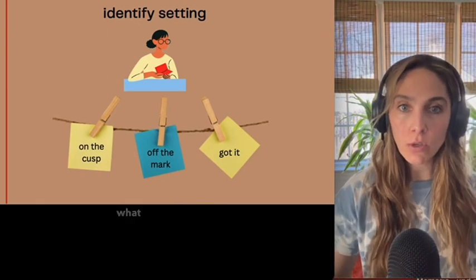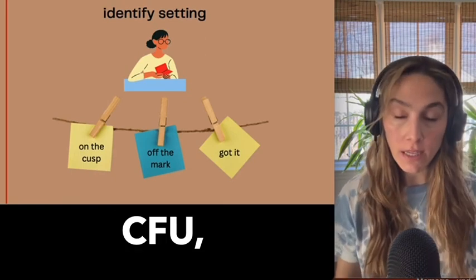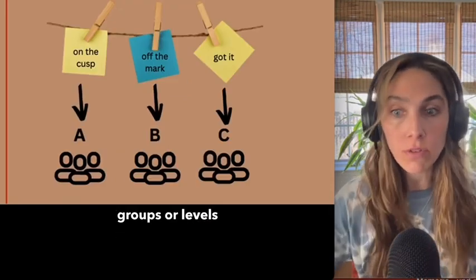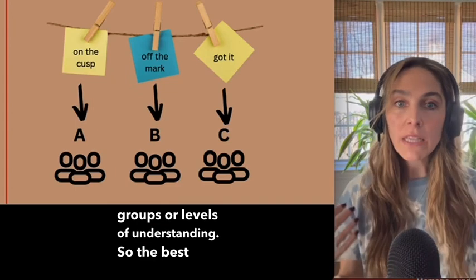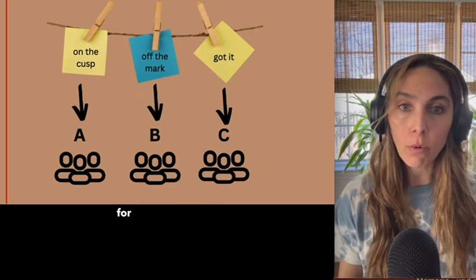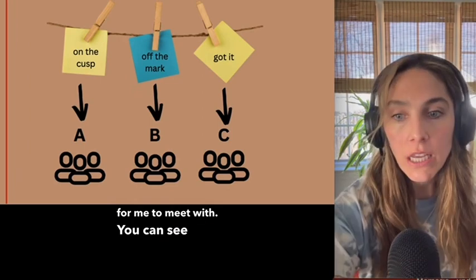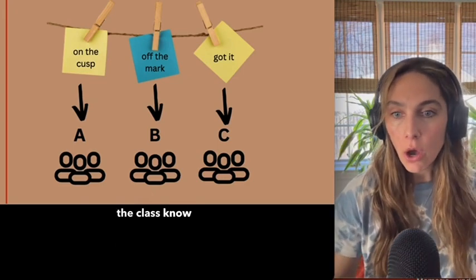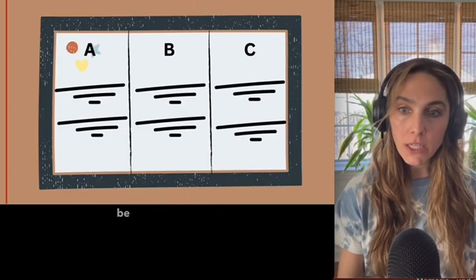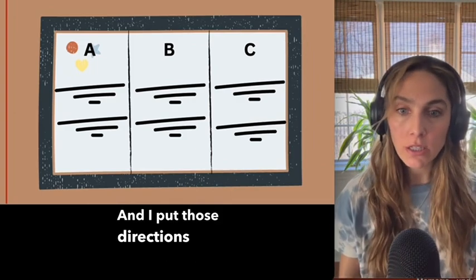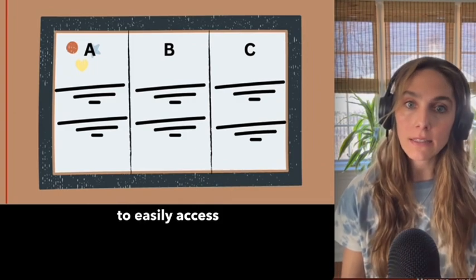And anticipating what students would write for that CFU, I figured that I would have these different sort of groups or levels of understanding. So the best way for me to address these needs is to create small groups for me to meet with. You can see here I have these groups called A, B, and C. I let everyone in the class know what group they're in and what they will be doing when they are not meeting with me. And I put those directions in a space for everyone to easily access and remember.